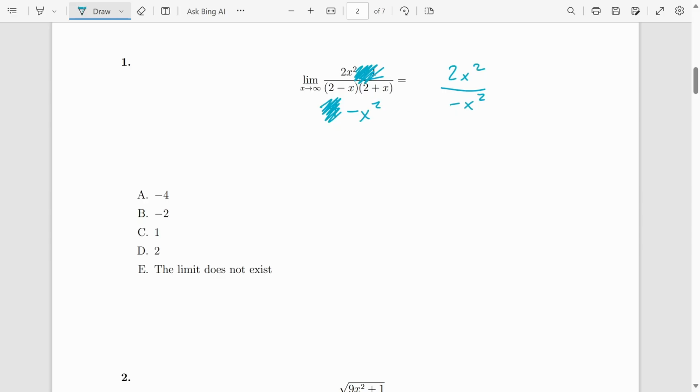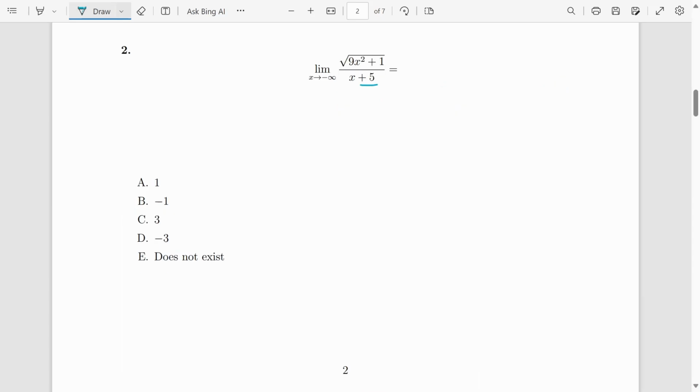And now here, you can see you can just simplify. These x squareds cancel out, and you're left with negative 2, and we already have our answer. So now you see what I mean by these limits as x approaches infinity questions. They're usually pretty flexible with how you can find the answer here.